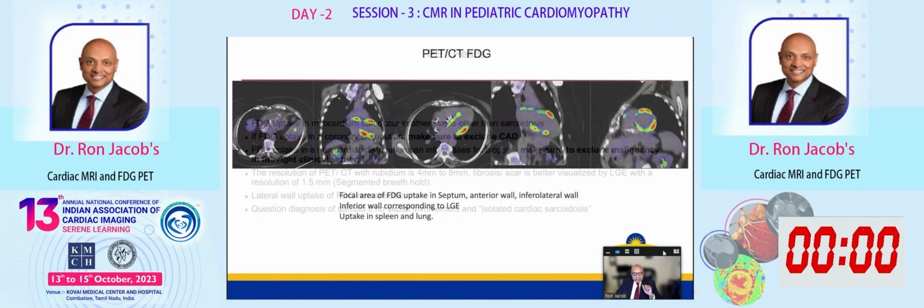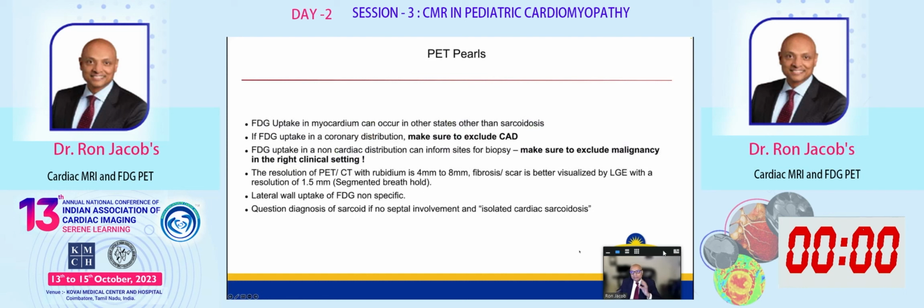So a few things about FDG that I think it's important to remember. Remember that, as I pointed out before, FDG uptake can occur in other conditions other than sarcoidosis. If it's in a coronary distribution, make sure you exclude CAD. There are patients that we've had FDG studies on that we thought were ischemic, and we had them catheterized and they had obstructive disease. In non-cardiac settings, if you see FDG uptake in multiple areas, think of malignancy, because malignancies can have FDG uptake in multiple settings.